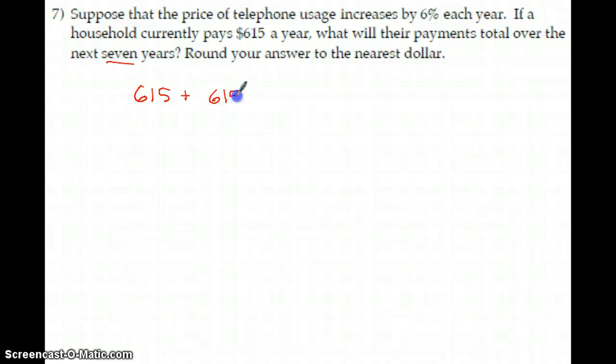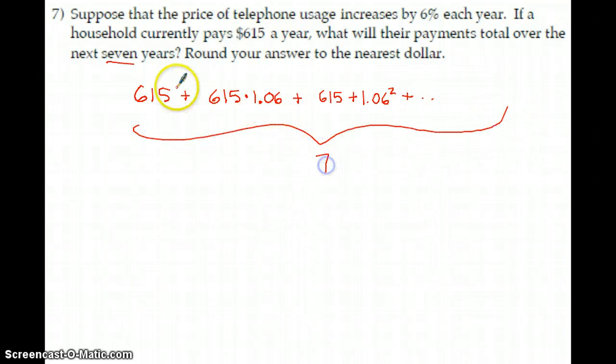The second year, if you think about this, is going to be 615 times a bit of an increase, right? It's going to increase by 6%. We've talked about this before. Then to figure out what the increased amount is, I have to multiply that by 1.06. Then the third year is going to be 615 times 1.06 squared, and etc. until I have all 7 terms. I'm counting this one as the first one, and this is actually going to be the second one.